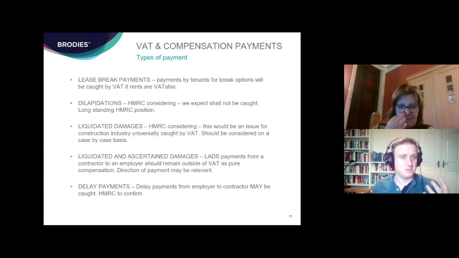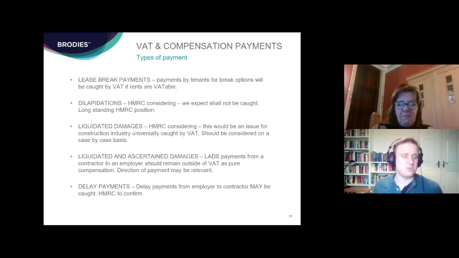But it looks to us like lease break payments, so payments by tenants for a break option, if there is VAT on the underlying rent, our view is this is fairly clear cut. Tenant break payments will be VATable if the rent is VATable.